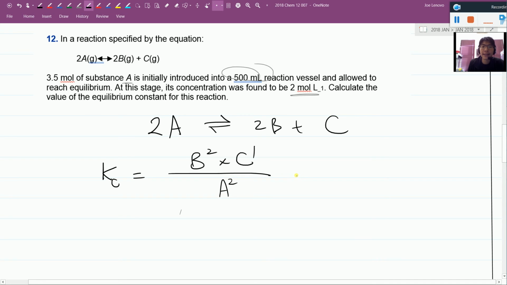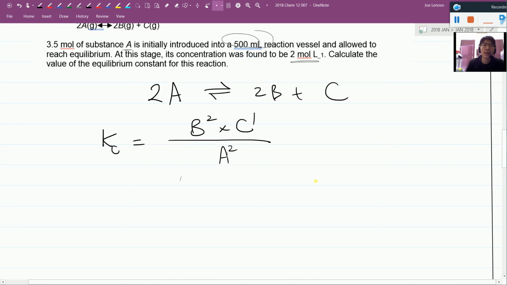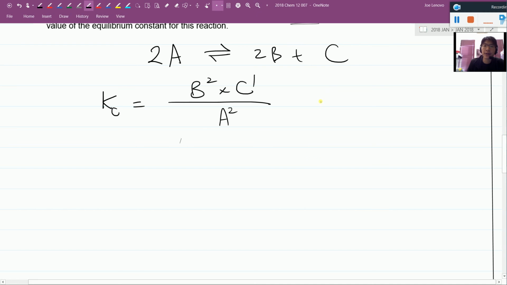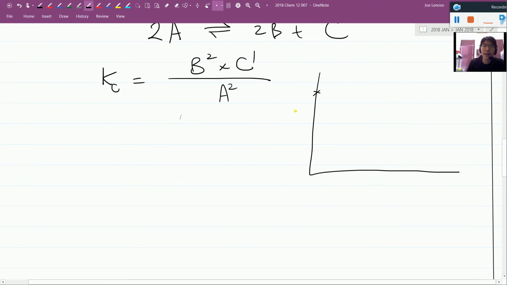So if that is the basic thing that we know, what we want is to think about what is happening over time. Let's have a look at the graph. If we have A initially, this is the concentration of A. We have 3.5 moles in there, and that means that one is going to drop. Once it has dropped, it will become stable when it has reached equilibrium.